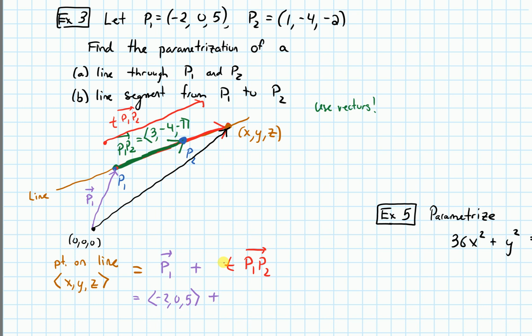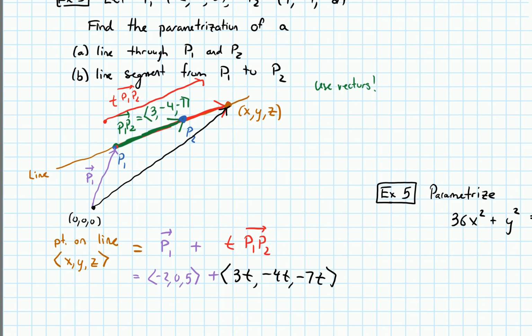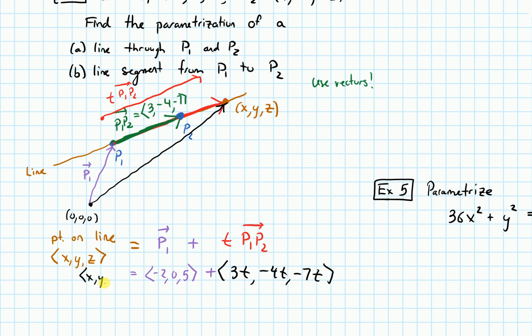Now if I multiply t times my vector P1P2, the t is going to multiply all the components. We'll get 3t, negative 4t, negative 7t. This is supposed to be what x, y, z as a vector is. On the right-hand side, I have two vectors being added, so we add them component by component. First I'll get negative 2 plus 3t. Then 0 added to negative 4t, which is negative 4t. Then 5 added to negative 7t.